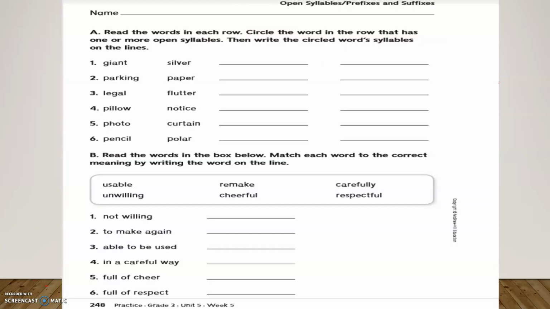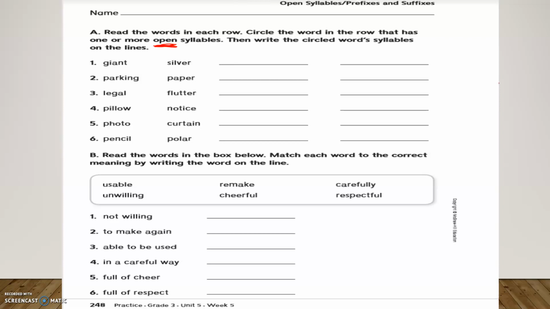Now I want you to open your Your Turn practice book, page 248. I will tell you how this page is solved, and then we will move to the other pages together. Part A, they're asking you to read the words in each row. Circle the word in the row that has one or more open syllables. Focus on this: open syllable. Then write the circled word's syllables on the line.